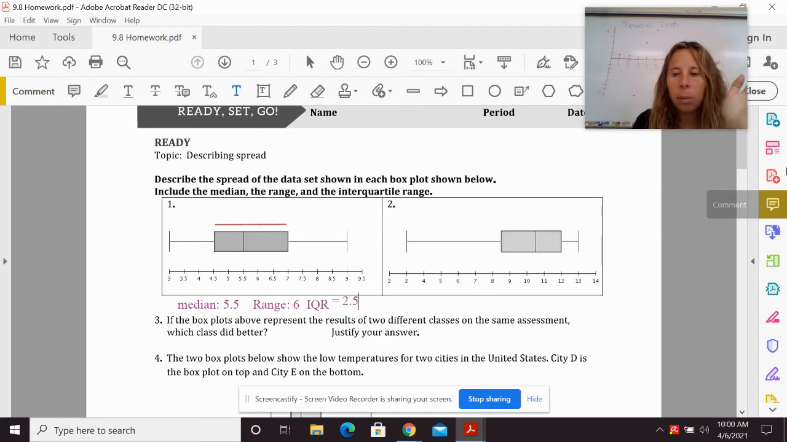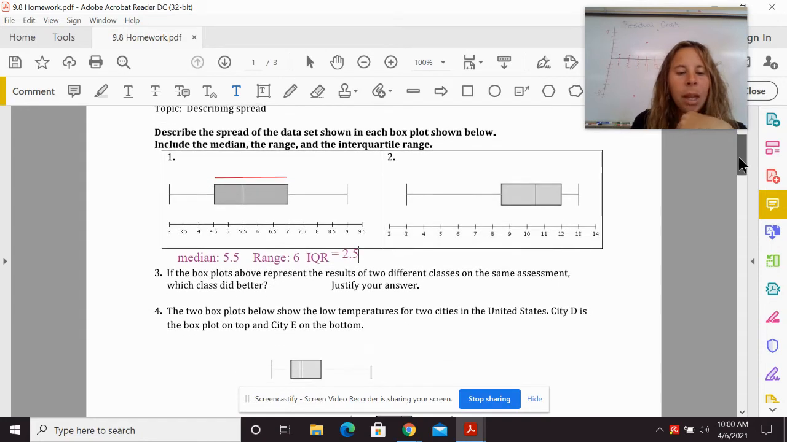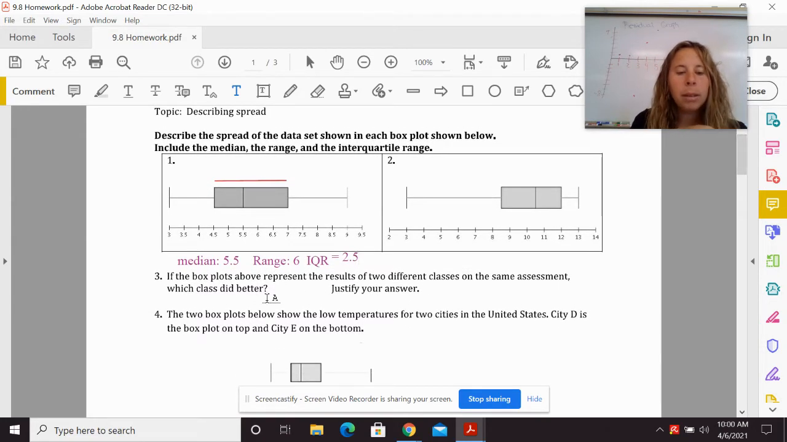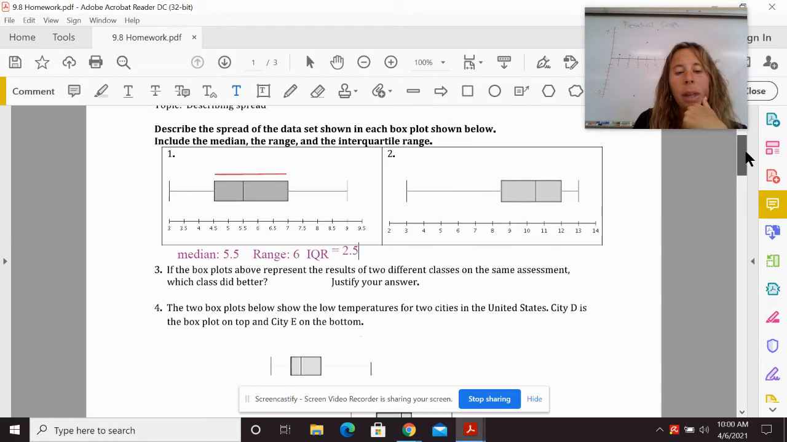You're going to do the same thing for number 2. Moving right along. If the box plots above represent the results of 2 different classes on the same assessment, which class did better? So if these were scores on an assessment, like a quiz, which class did better overall? Which class had the higher scores? That's what it's asking you there.